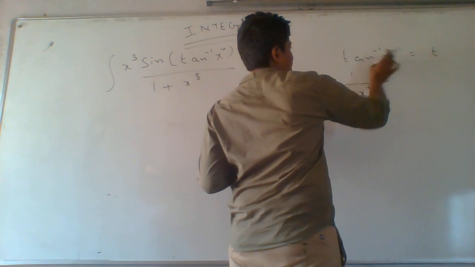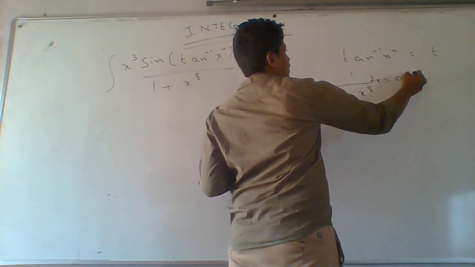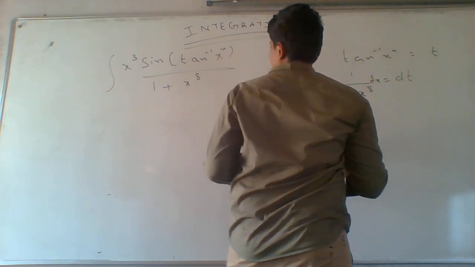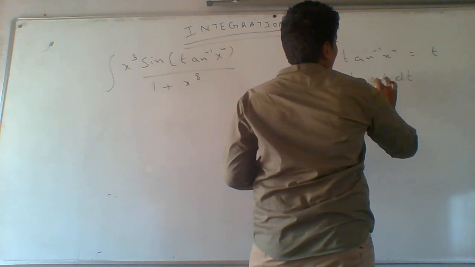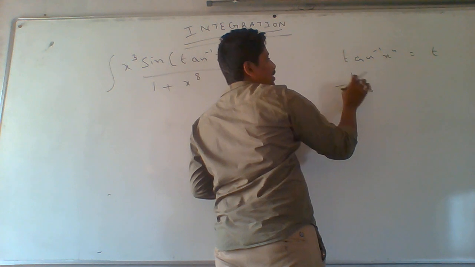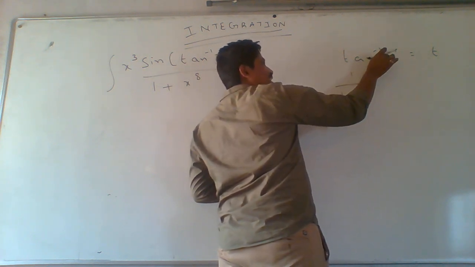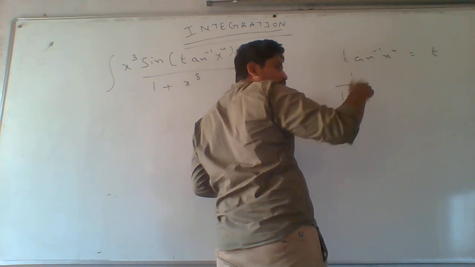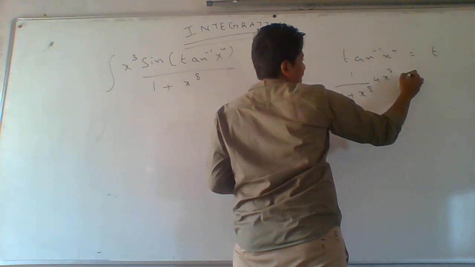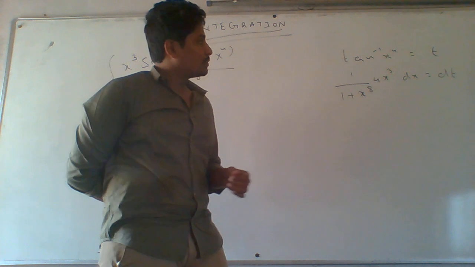Tan inverse x power 4 dx equals dt. Okay? Come on, here is one thing you should not do wrong. For tan inverse x power 4, you have to apply the formula 1 by 1 plus x square. In the place of x, it is x power 4, that's squared, and then the derivative of x power 4. What is the derivative of x power 4? It is 4x power 3 dx. Be careful here while doing the derivative.